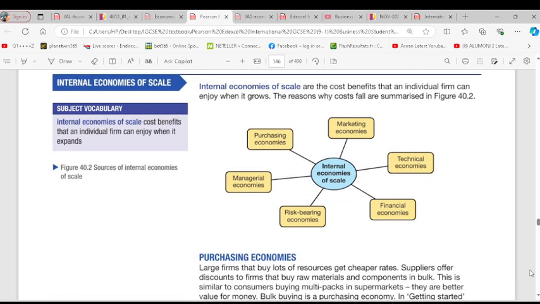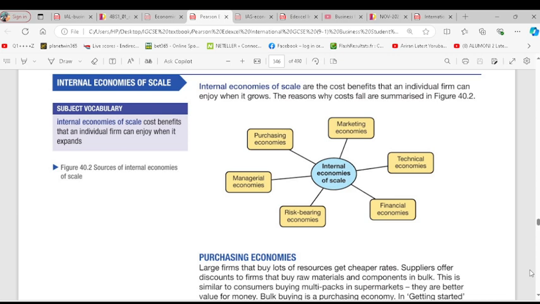So we go to internal economies of scale. Internal economies of scale are the cost benefit that an individual firm can enjoy when it grows. We call it internal economies of scale because this is a cost advantage for a firm because it's expanding within; the expansion happens within the business. So the business is expanding within its jurisdiction. That is internal economies of scale.